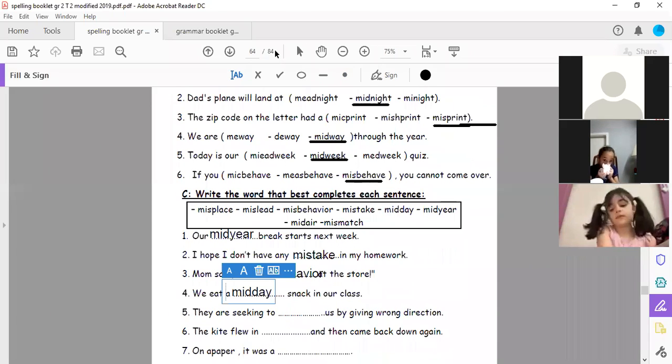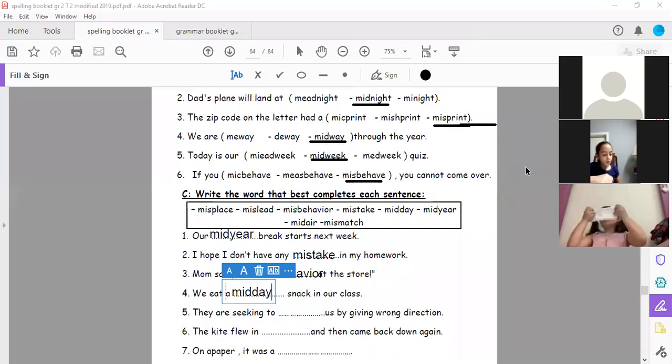Number five, who is ready? Ruqayya? Yes. Teacher, I'm ready. Read, Ruqayya. Read number five. They are speaking to us by giving the wrong direction. So what? Mislead. Again? Mislead. Spell it.